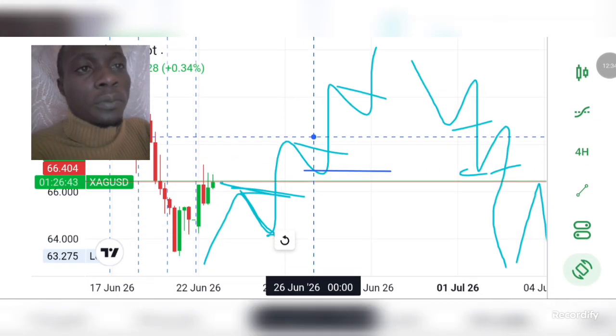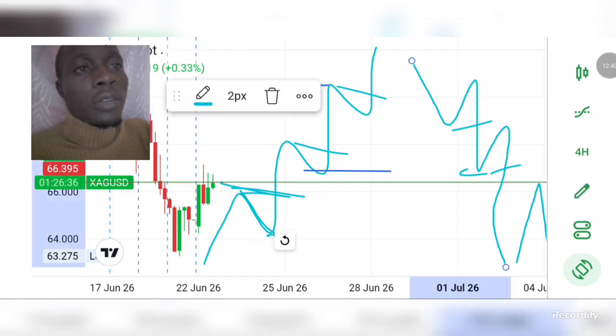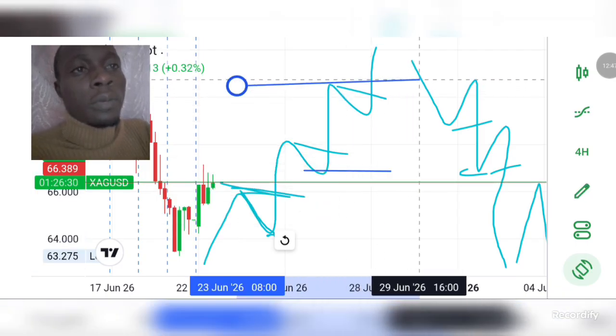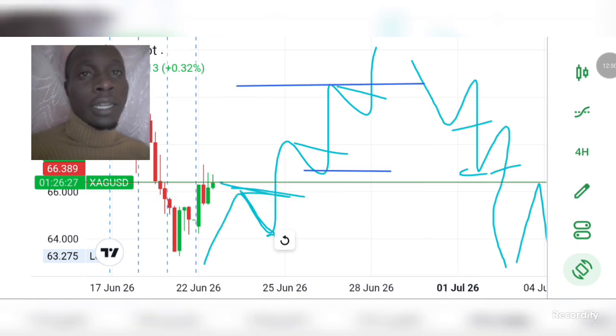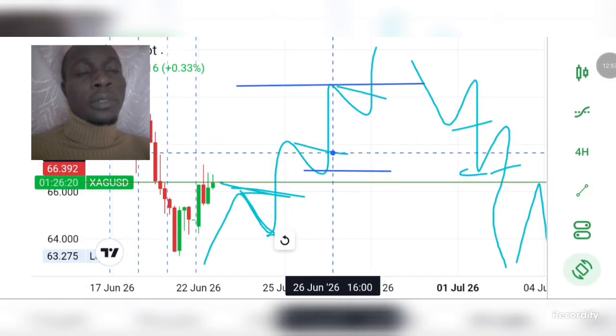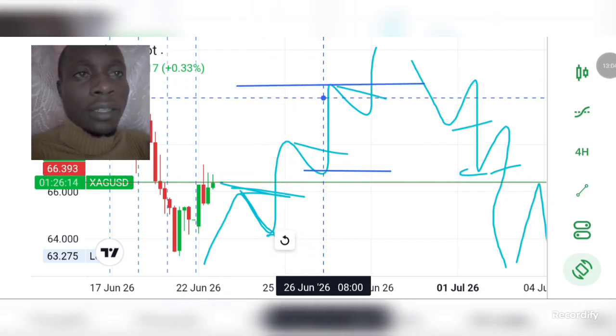Okay, and this area here is resistance, because when the market approaches that point, what happens is the market retraces or pulls back. So the lowest point here is support, and the top point here is resistance.